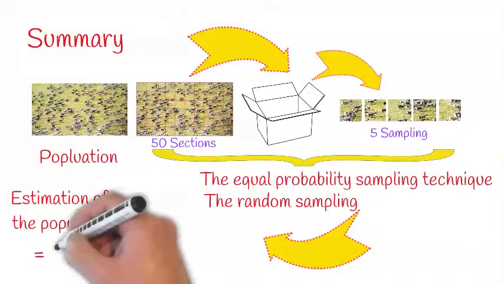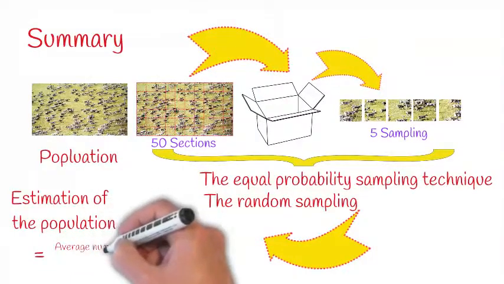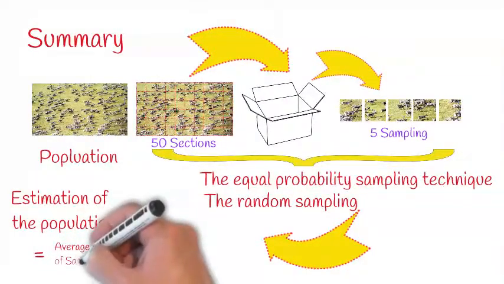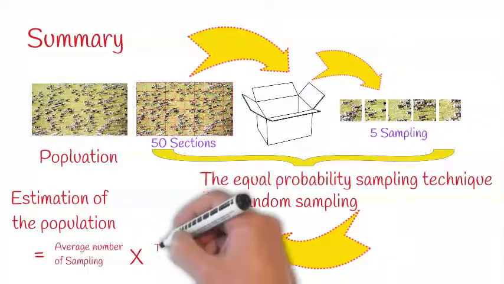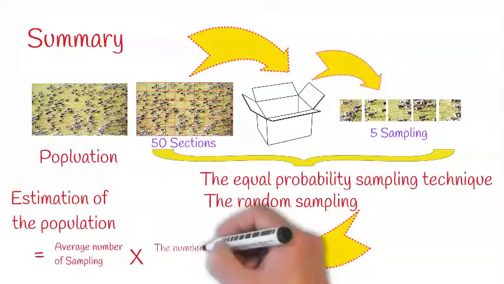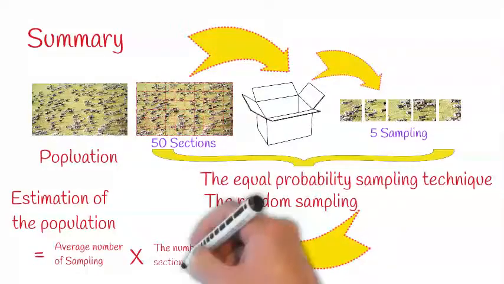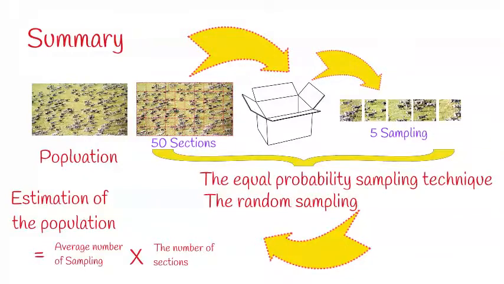The estimation of the population is the average number of species from sampling multiplied by the number of sections. Okay, you can follow this method for the following assignment.